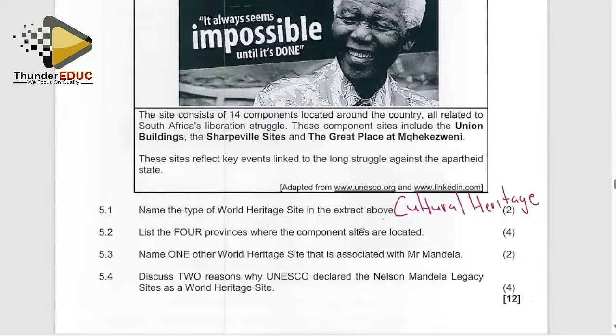List the four provinces which are associated with these World Heritage Sites. So we have the following provinces. We have Gauteng, that is Constitution Hill. In addition to Gauteng, we also have the Free State. In addition to the Free State, we also have the Eastern Cape. And then in addition to the Eastern Cape, we also have KZN. These are the four sites. So let me go through them: Gauteng, Free State, Eastern Cape, and finally KZN.